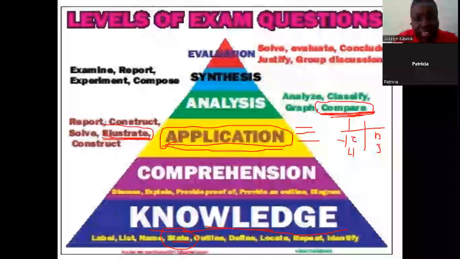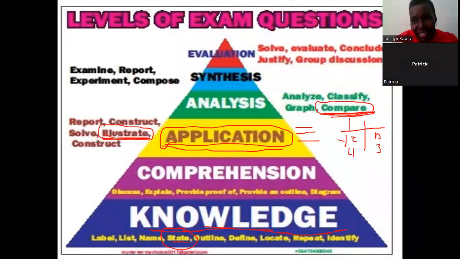Question one is illustrate. Illustrate. So differences will be everywhere. State the differences, compare the differences between ruminants and non-ruminants, illustrate the differences. So what is most important is question one.